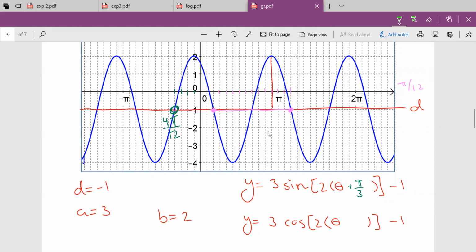Done. Cosine graph. Let's go to pretty neon green. Cosine starts at a max going down. Well, it has to go down. It's a max. I always say that. I don't know why. Well, that's at pi over 12. And done. That's it, friends. There's how you do that.